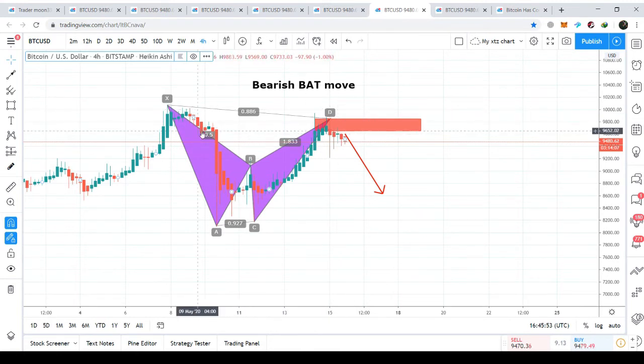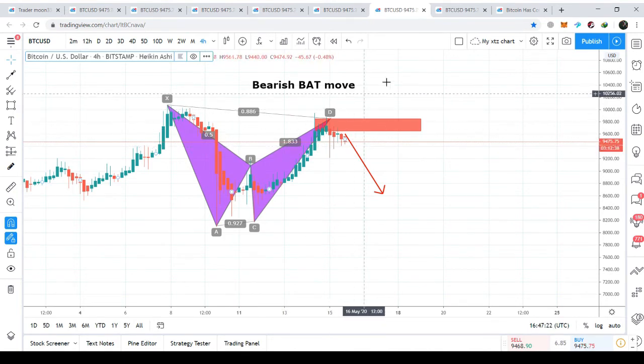And therefore, after the formation of this bearish Bat pattern, we have already witnessed a small drop, but we can also witness another drop because this formation is very clear, and most of the time, more than 70 to 80%, the harmonic patterns with these currencies, the fiat and the cryptocurrencies, work very well.